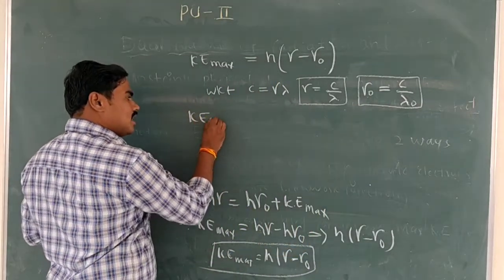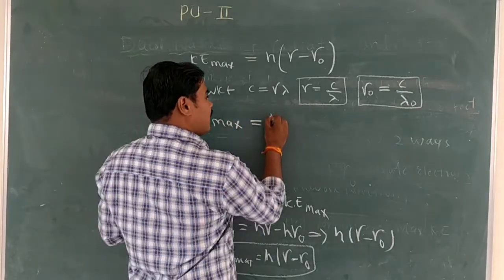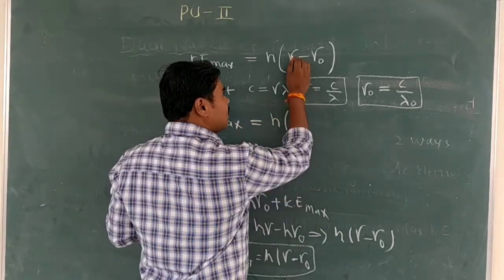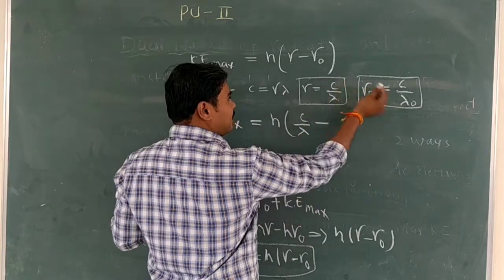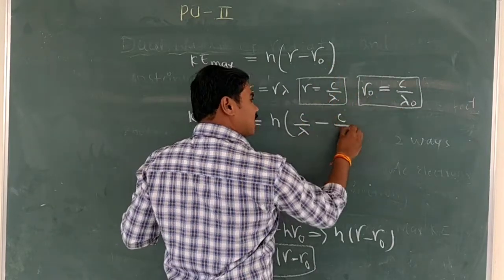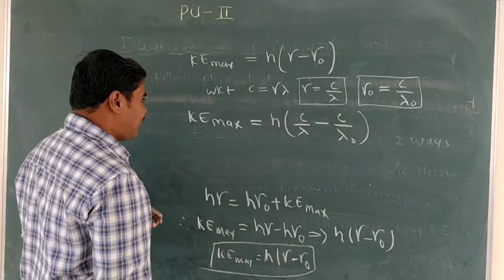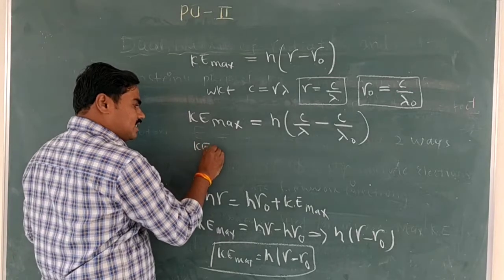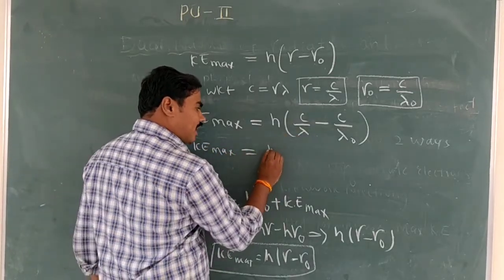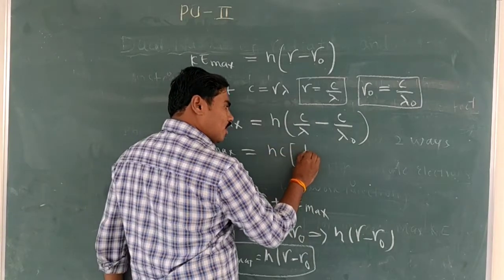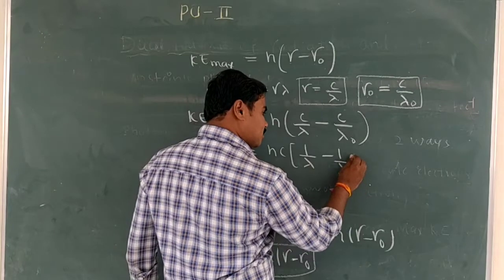Kinetic energy maximum is equal to h times nu c divided by lambda minus nu naught c divided by lambda naught. Then the final equation: kinetic energy maximum is equal to hc, with c being common, times 1 divided by lambda minus 1 divided by lambda naught.